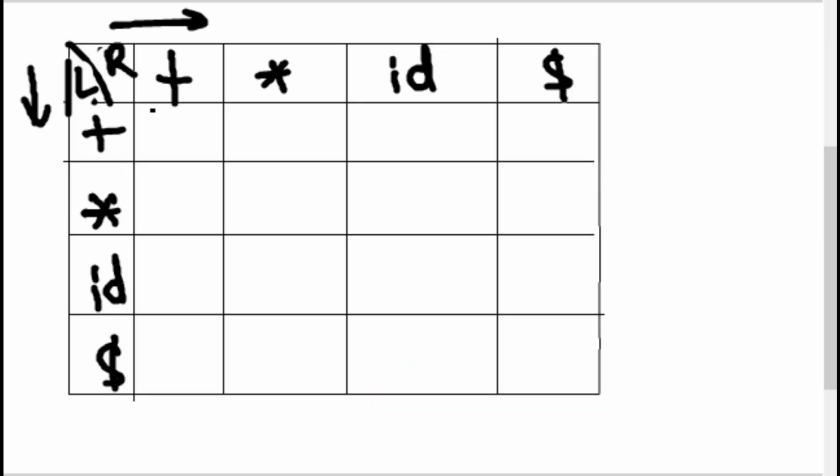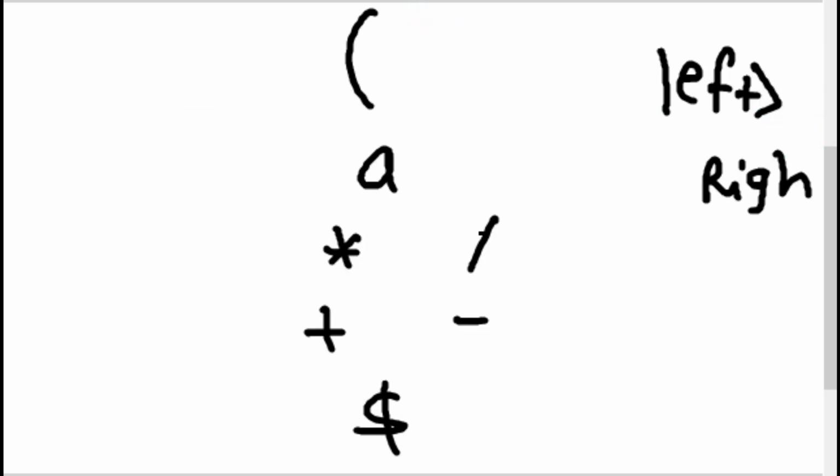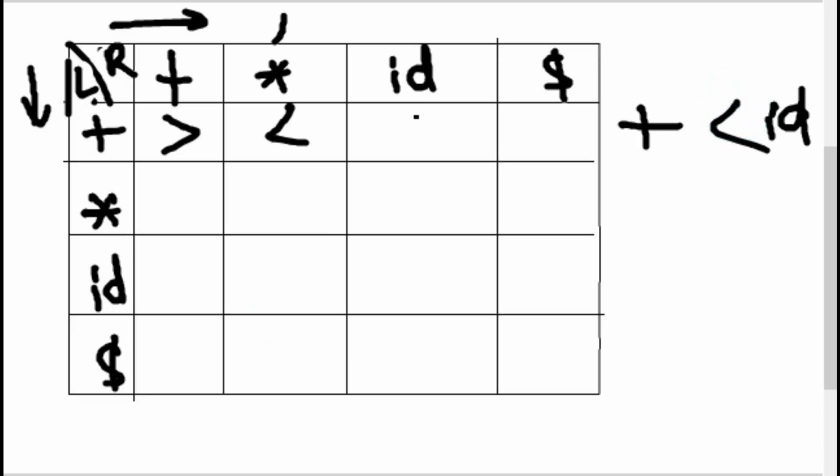So in between plus and plus, this plus is on the left side and this plus is on the right side, so the left plus will have a higher precedence over the right plus. This is how it will look like. Now in between plus and star, this plus is on the left hand side, this star is on the right hand side, so star will have a higher precedence. Now this plus is on the left hand side, ID is on the right hand side, and we know that ID or any operand has a higher precedence over plus. So therefore ID has a higher precedence. This is how it will look like.